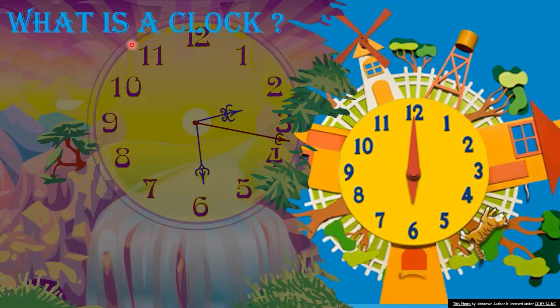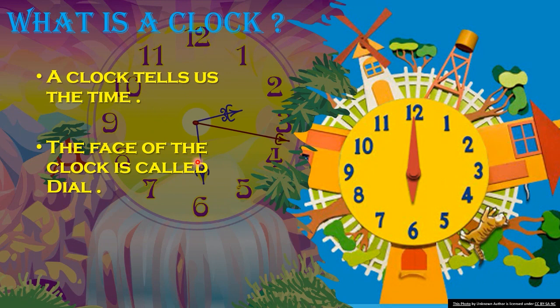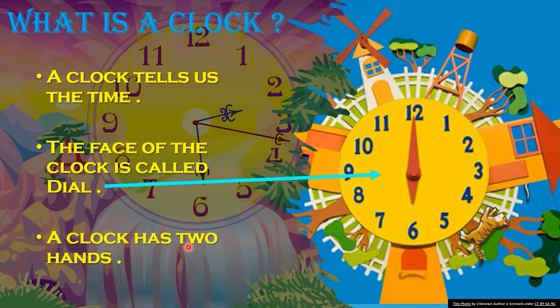What is a clock? A clock tells us the time. The face of the clock is called dial. This is face of the clock. A clock has two hands. One hand is bigger one and one is smaller one.